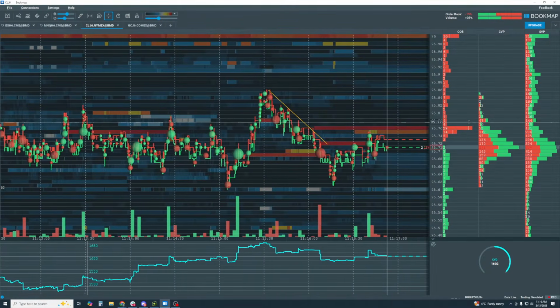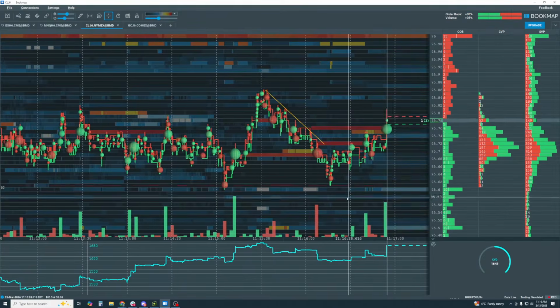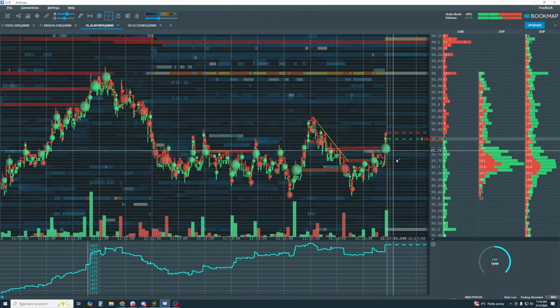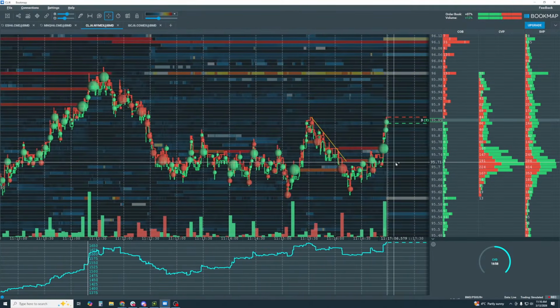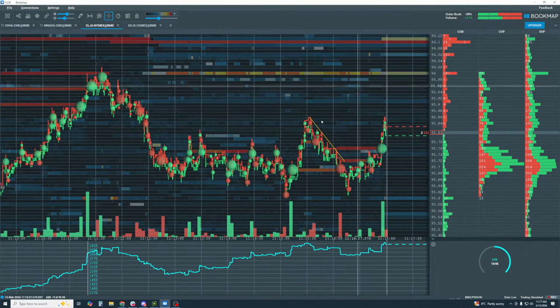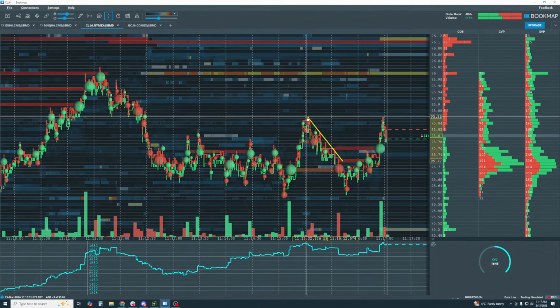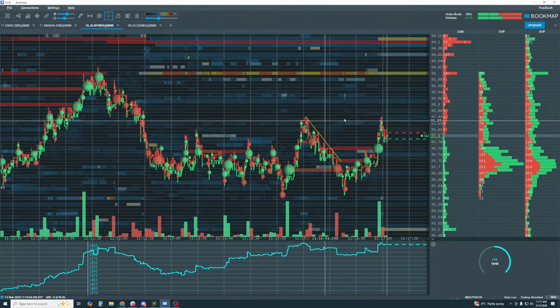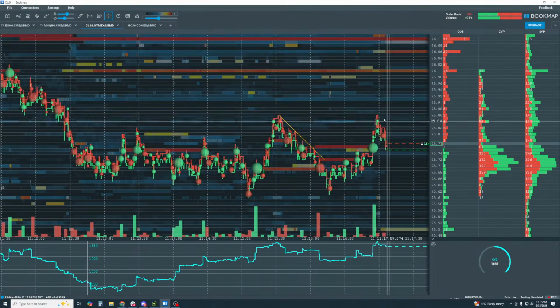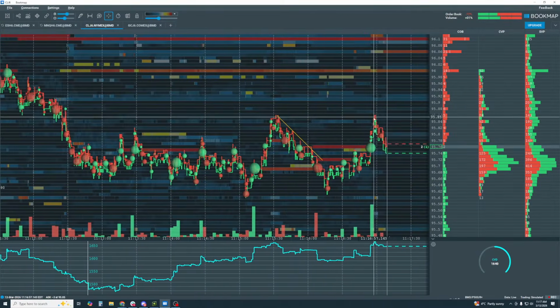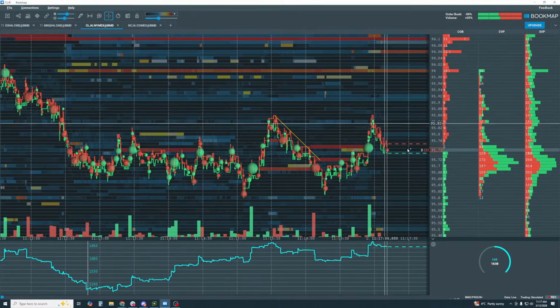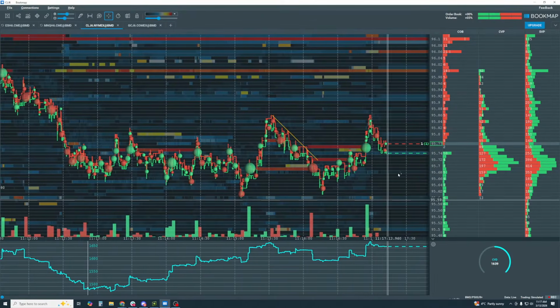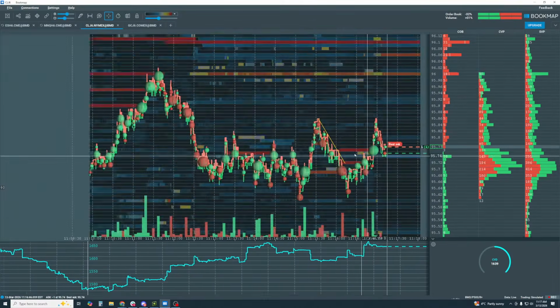14 contracts and 29 contracts here. There they go. Okay, great. All right, now let's see the buyers take it back up. 96. Okay, first stop is right here, the swing, but I want to see, and we're not getting much volume up here. Not getting much. Exhausted out.